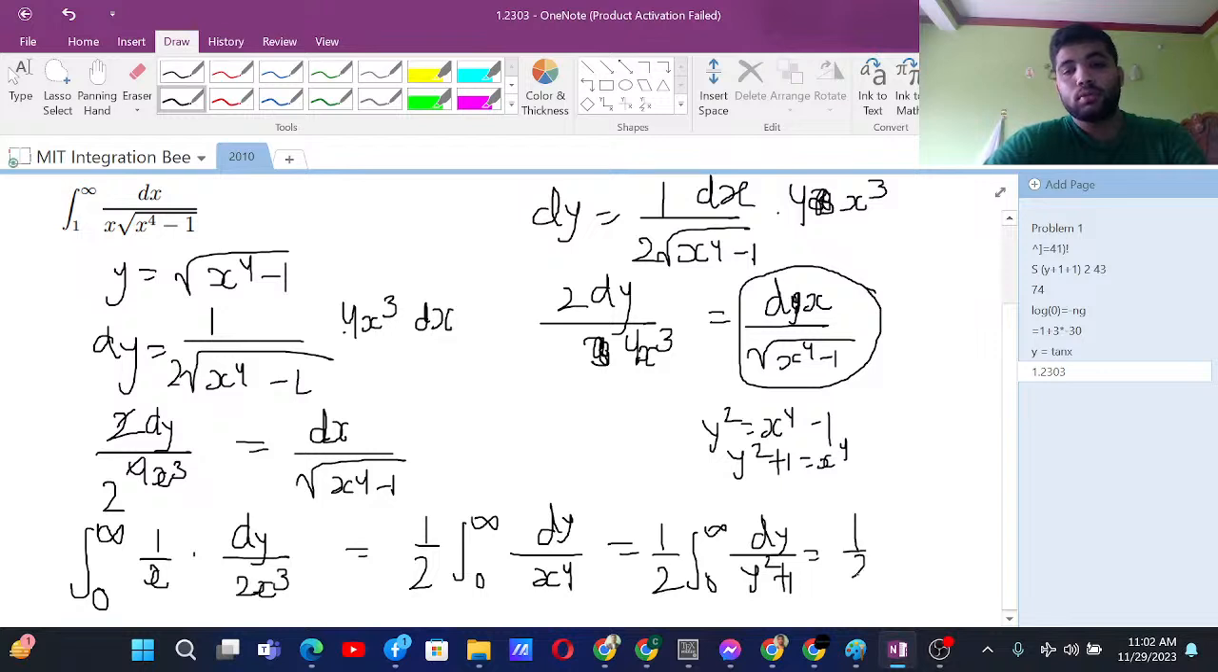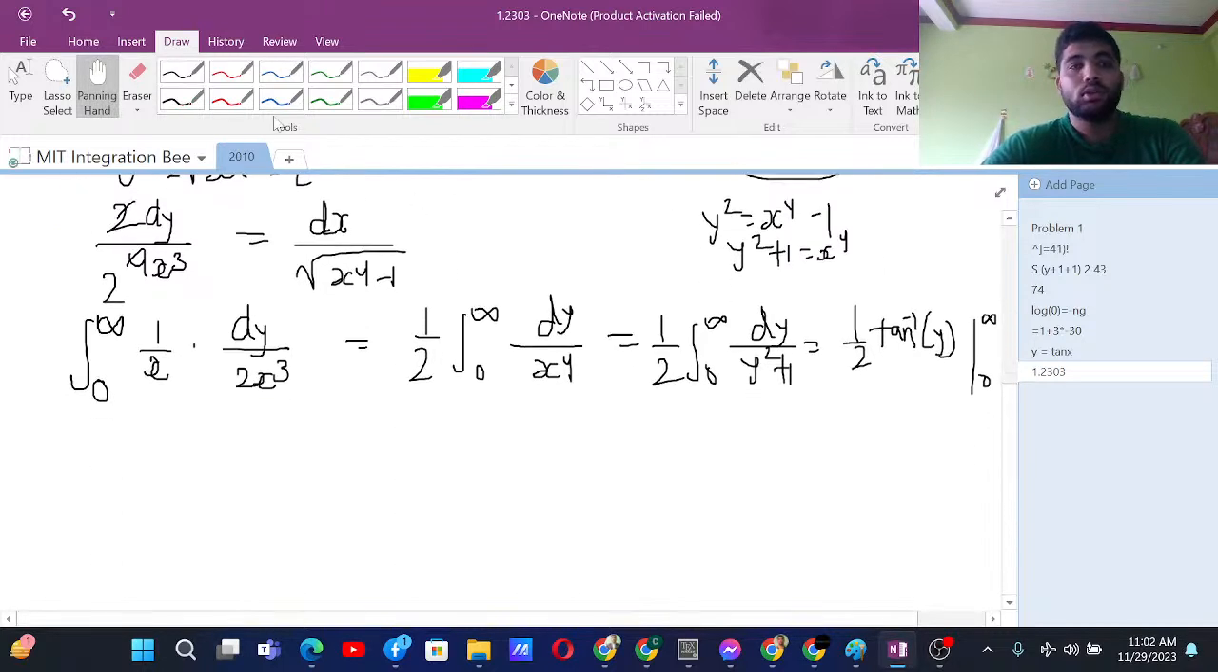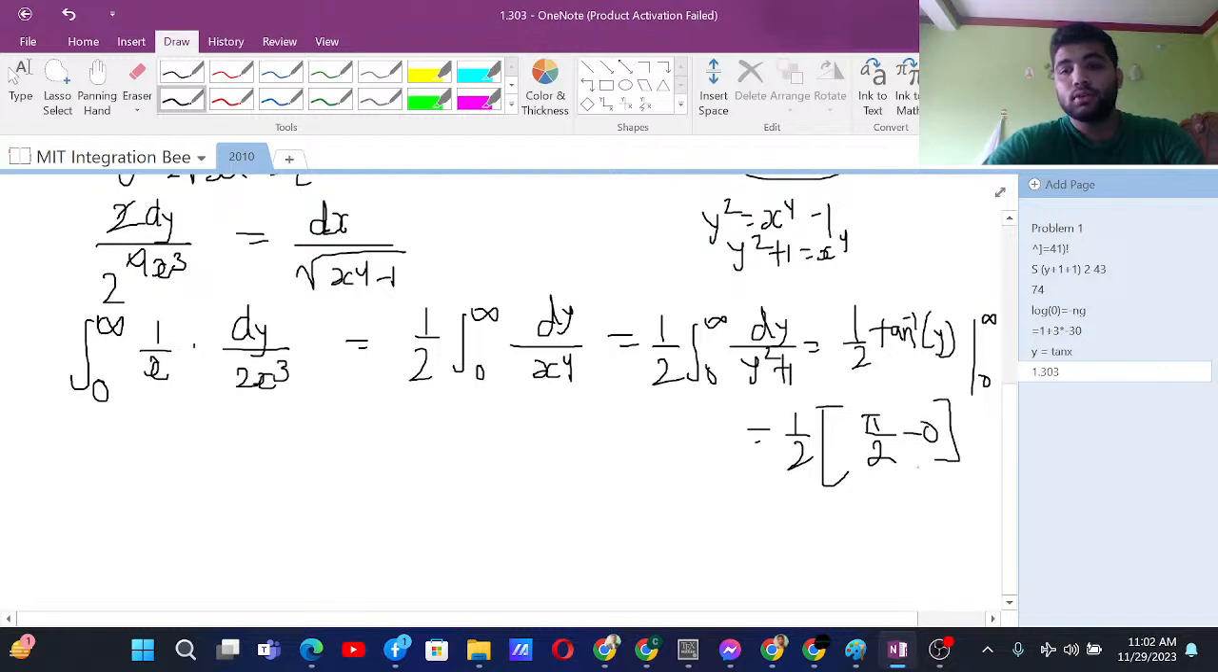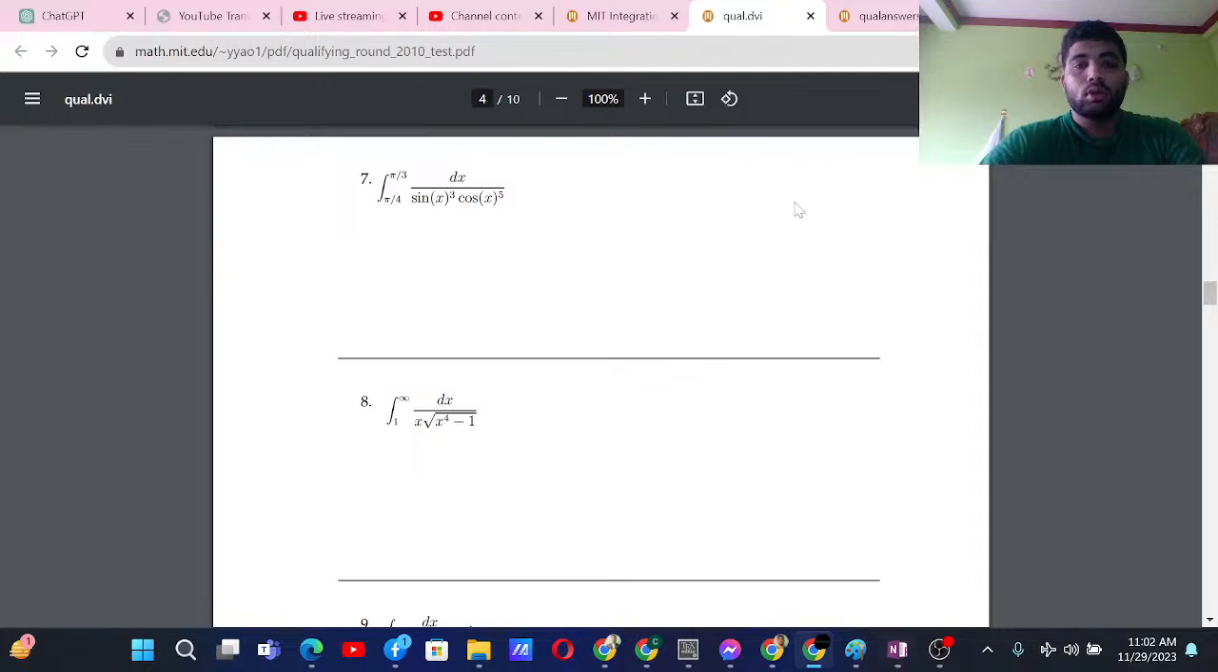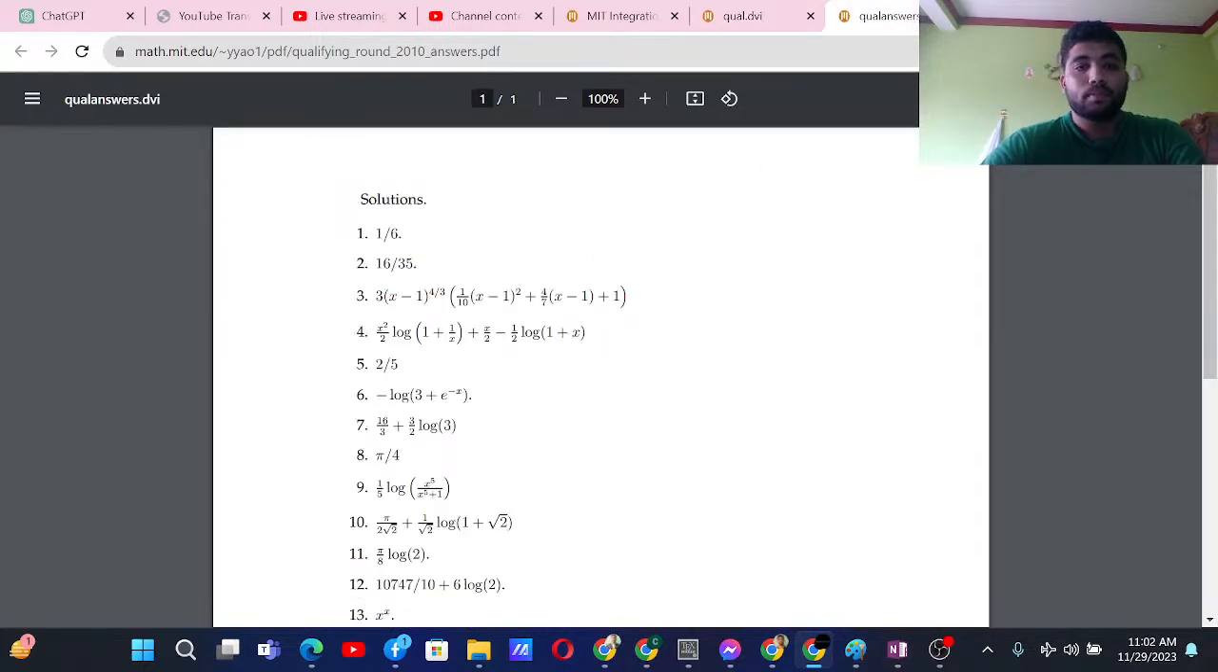So that's 1 by 2 tan inverse y, going from 0 to infinity. So this is just 1 by 2 times tan inverse infinity, which is pi by 2, minus tan inverse 0, which is just 0. So the answer is pi by 4.